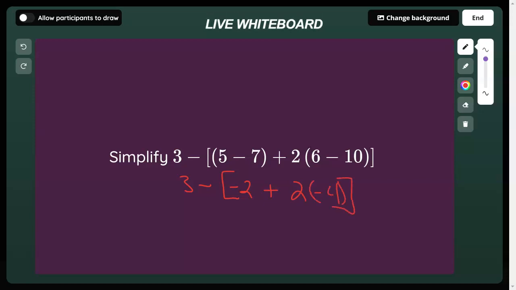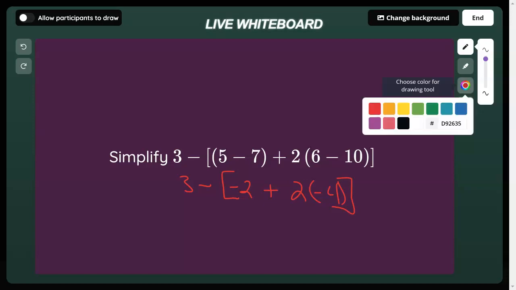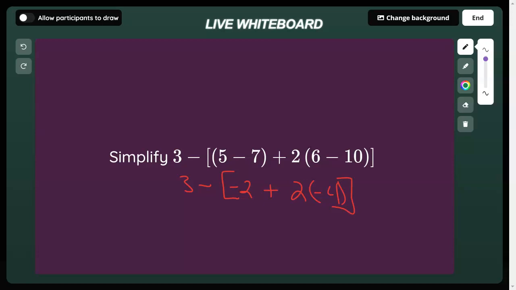Okay, so I still have that bigger grouping. I left the negative 4 in parentheses so that remember it's multiplication, it's not subtraction. Okay, so now I'm still focused in this big grouping here. So what's the next thing that I need to do? I have negative 2 plus 2 times negative 4. Okay, so 3 minus negative 2 plus negative 8. Okay?